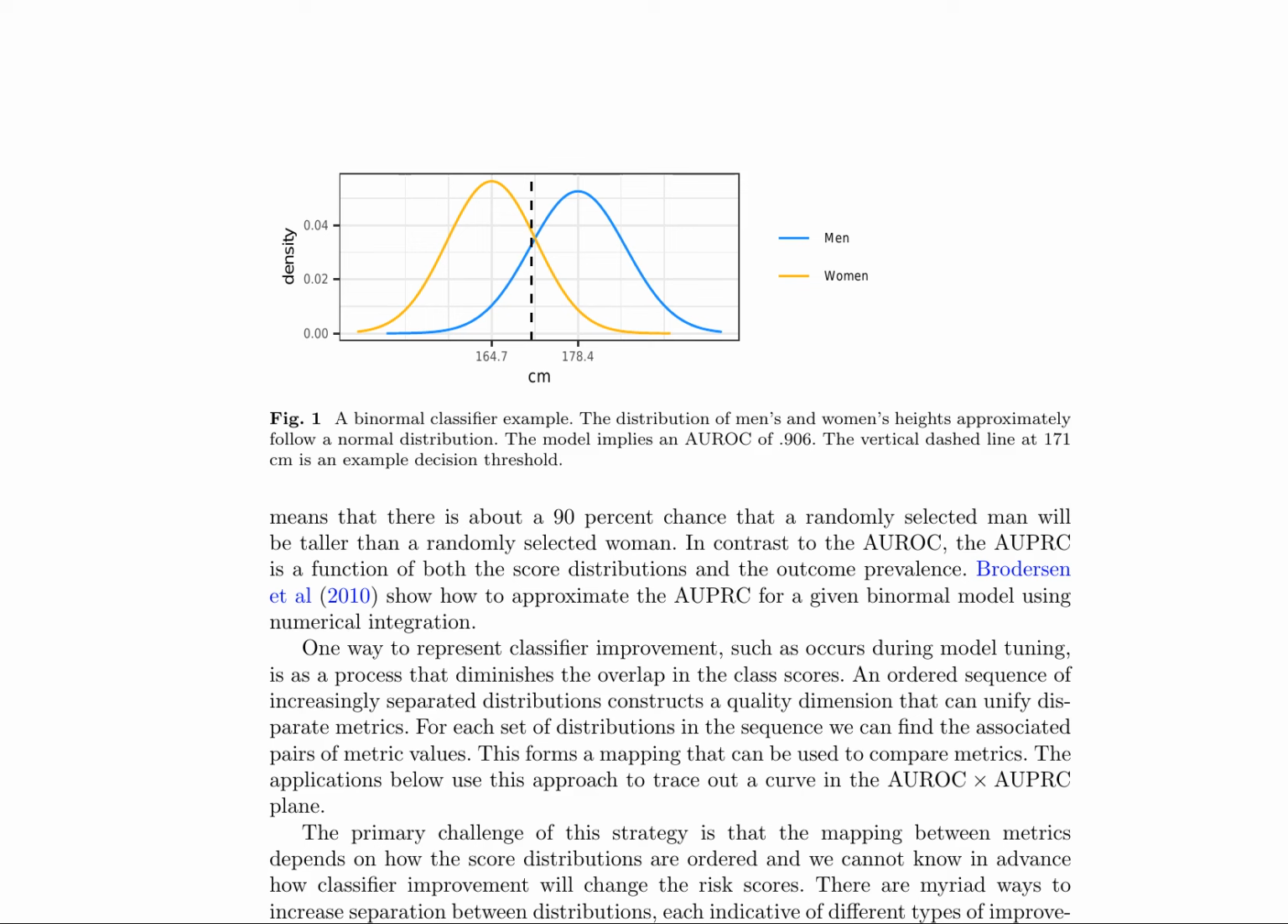The authors propose a framework to represent classifier improvement as a process that diminishes the overlap in class scores, constructing a quality dimension that can unify disparate metrics. This is achieved by creating an ordered sequence of increasingly separated distributions, allowing for the association of pairs of metric values. The authors use this approach to trace out a curve in the AUROC times AUPRC plane.